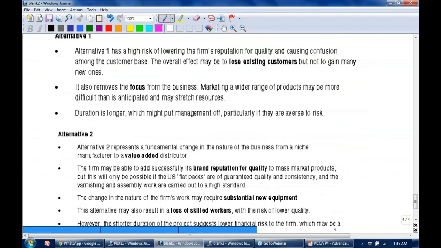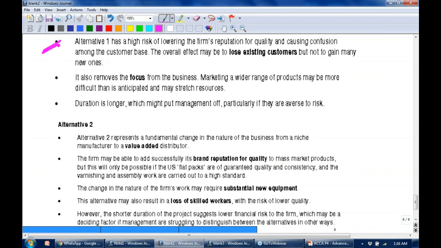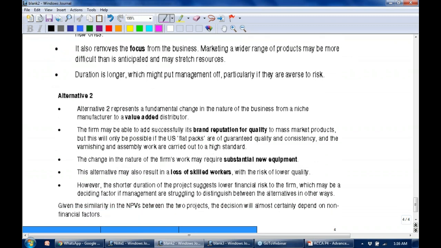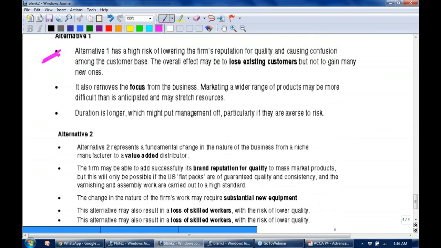For example, alternative one, you can read it. Alternative one has a higher risk of lowering the firm's reputation for quality and causing confusion among the customer base. The overall effect may be to lose existing customers but not gain many new ones. These are non-financial issues. It also removes the focus from the business. Alternative one means diversifying, and marketing a wider range of products may be more difficult than anticipated. These are the general points. Duration is longer, which means riskier. These are the factors of alternative one.